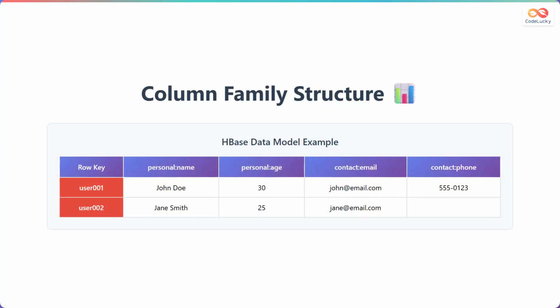Let's take a look at column family structure. Here is an example of the HBase data model. On the leftmost side, we have row keys like user001, user002. And then we have personal details with columns like name and age, and contact information with columns like email and phone. For the user John Doe, his age is 30, his email is john@email.com, and his phone number is 555-0123. Jane Smith is 25 years old and her email address is jane@email.com.